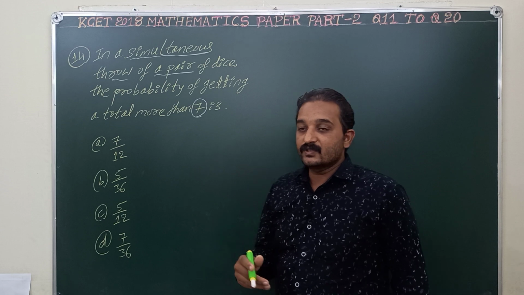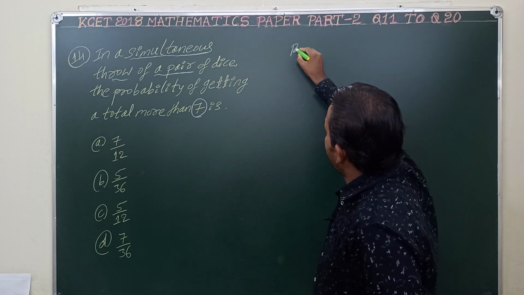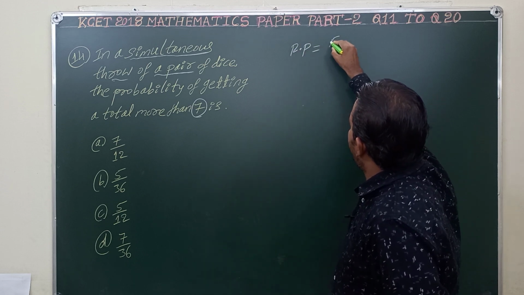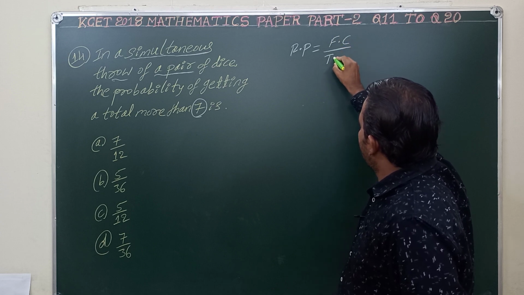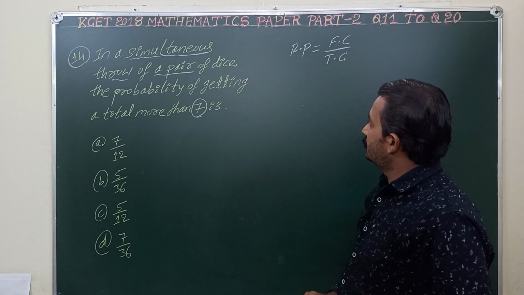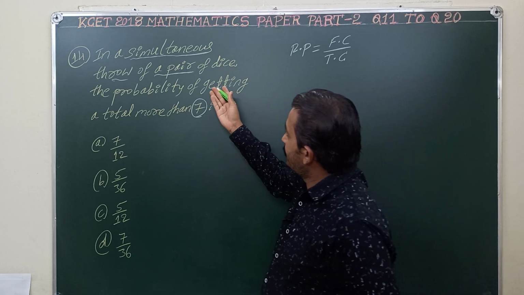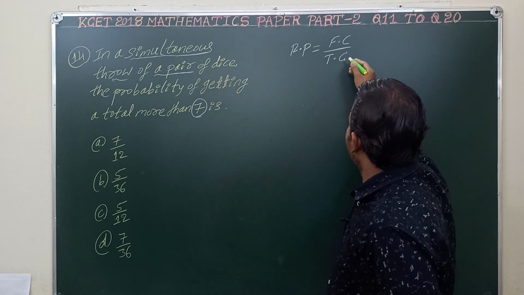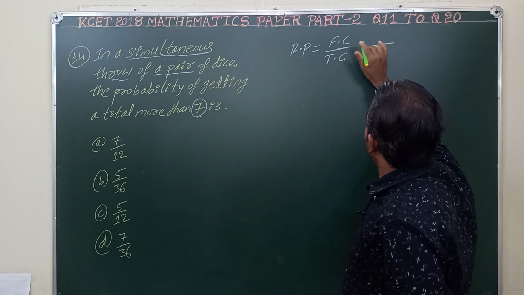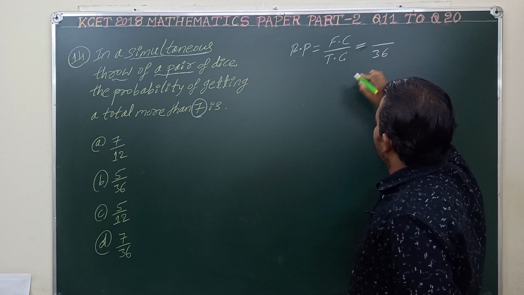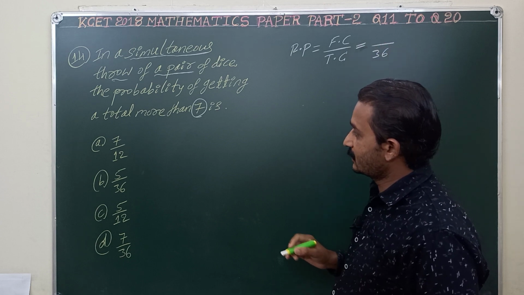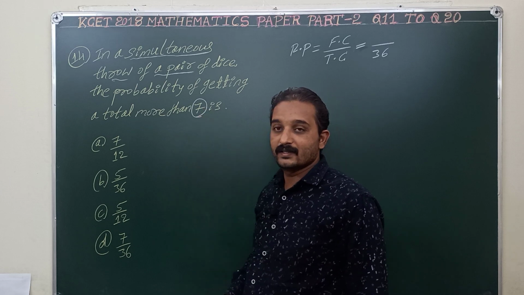Required probability becomes favorable cases divided by total cases. Required probability is equal to favorable cases divided by total cases. So the total cases, here 2 dice are thrown, total cases is 36. Favorable cases, so let us find out the favorable cases in this case. The result is more than 7.